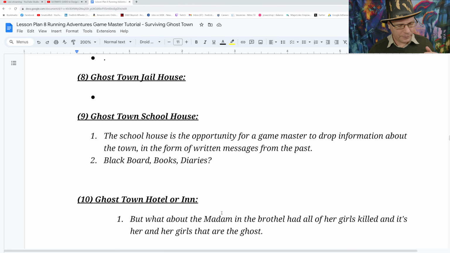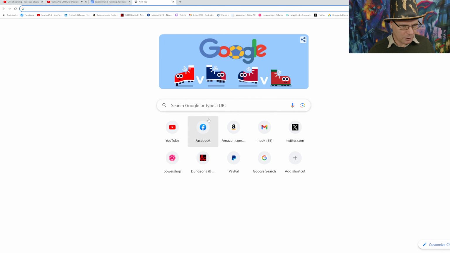Now, we already have picked out the locations we think are going to be very popular or a regular feature in any kind of haunted town or ghost town. We're going to start off with the schoolhouse. Again, we only have a couple of ideas here. So what do you find in an old style schoolhouse? We had blackboard, books, diaries, but there's actually quite a lot more.